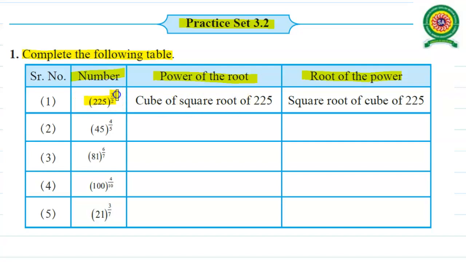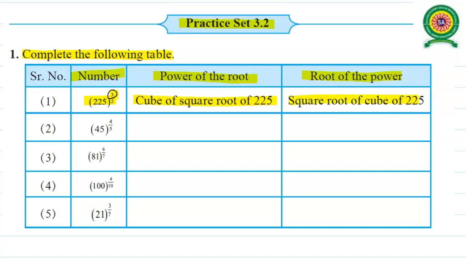225 to the power 3 by 2. So how do we read the number as the power of a root? Firstly we have the cube, so cube of, then 1 by 2 means the square root of 225. While reading, first of all we have to read the root and then the power. So we have the square root of the cube of 225.